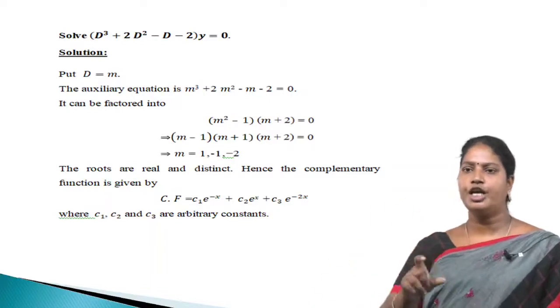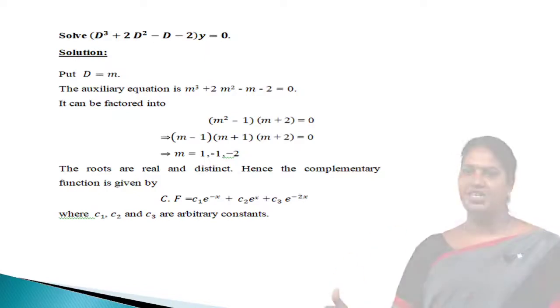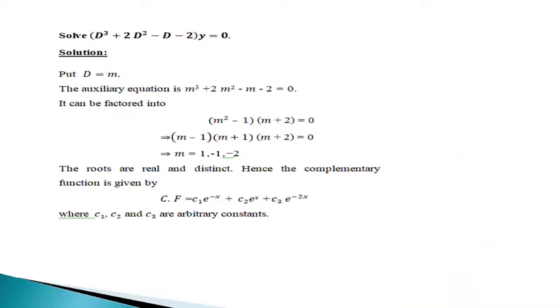This is according to case 1, the roots are real and distinct. So the complementary function is given by the formula CF is equal to C1 into e power minus x plus C2 into e power x plus C3 into e power minus 2x, where C1, C2 and C3 are arbitrary constants.